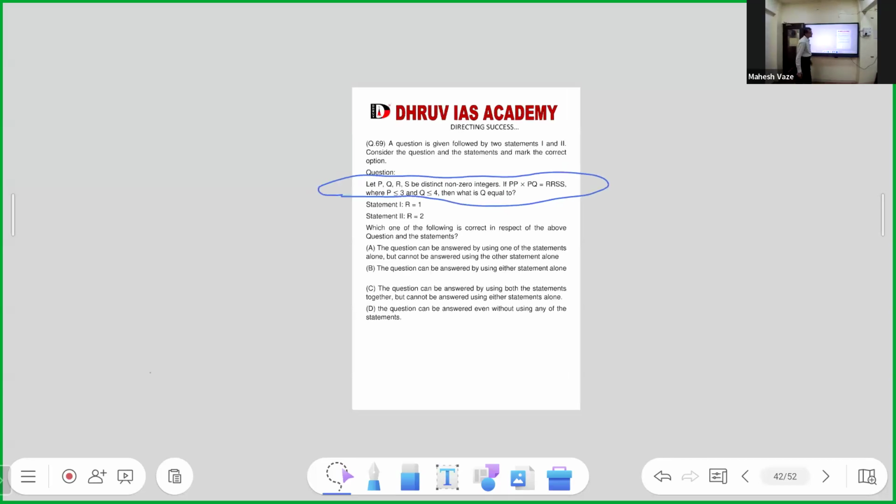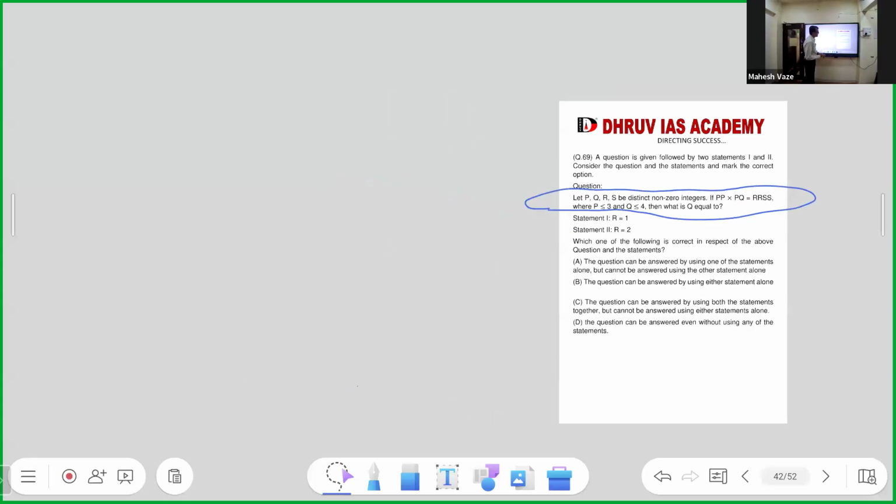See, P, Q and PQ, PP into this. P is less than or equal to 3 and Q is less than or equal to 4. Now we want to find out the answer. P cannot be 0 because it is a 2-digit number. So P can have values 1, 2 and 3. Q can have values 1, 2, 3, 4. Now see what happens. PP into PQ.